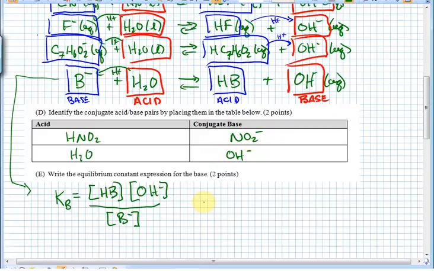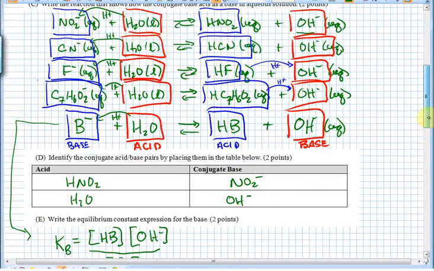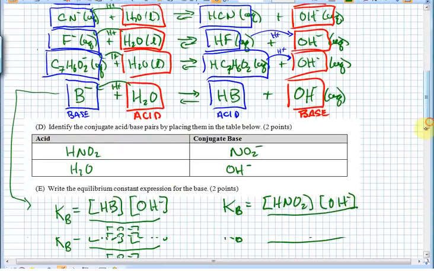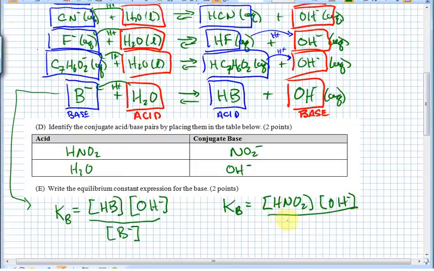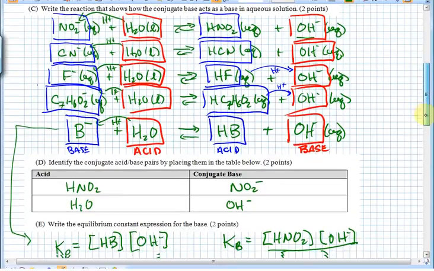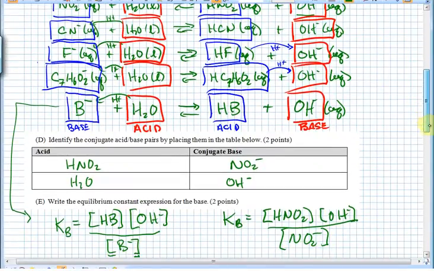All right, good, excellent. Now, for our specific reaction with nitrite ion, Kb is going to be equal to the concentration of the nitrous acid times the hydroxide ion concentration divided by the nitrite concentration. So there's our specific equilibrium expression. You would have specific equilibrium expressions for all of these. Again, water does not appear in the equilibrium expression. All right, good.